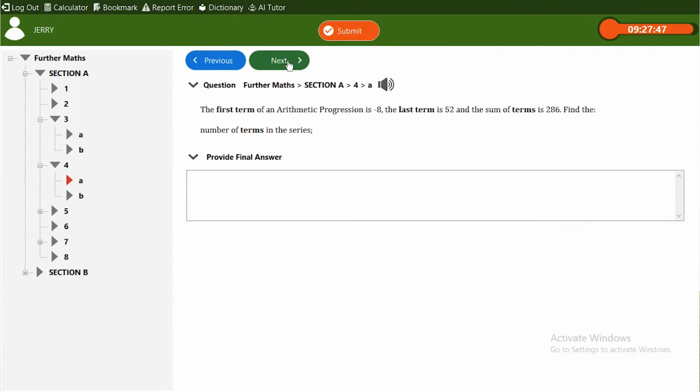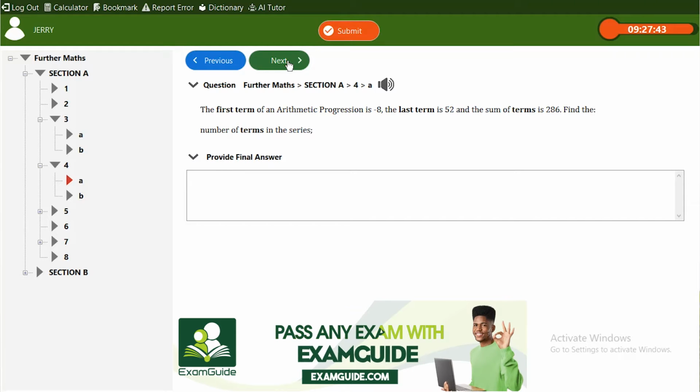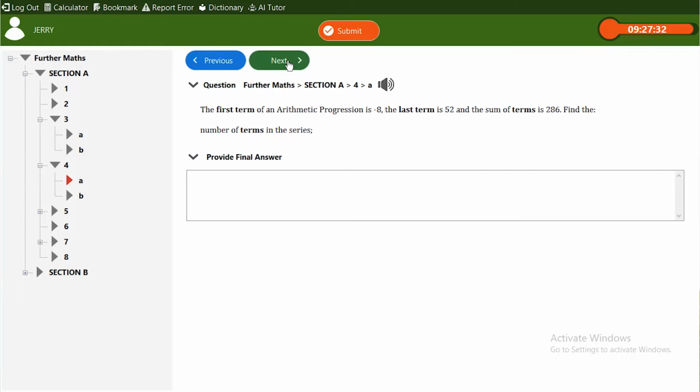We are now entering question number 4. The first term of an arithmetic progression is minus 8. The last term is 52. And the sum of the terms is 286. Find the number of terms in the series. Okay, this is a mere arithmetic progression question.